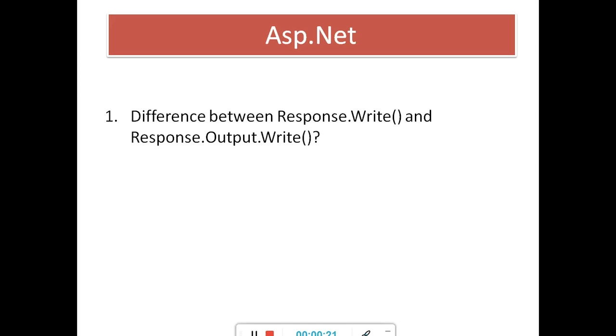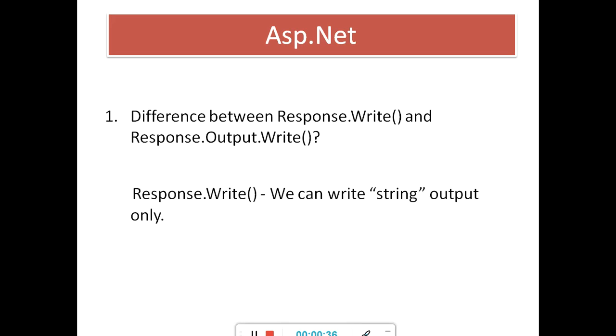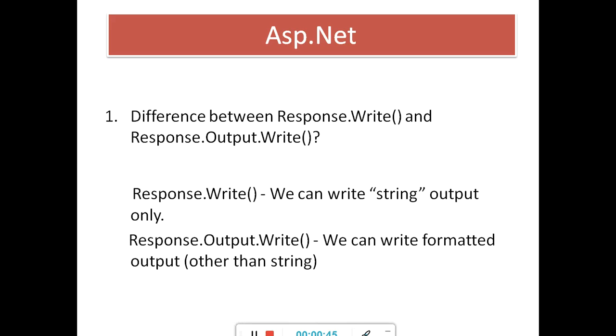Our first question is the difference between Response.Write and Response.Output.Write. Both of these methods are basically used to write output to the screen, but what's the main difference? The first difference is that with Response.Write we can write only string output, and with Response.Output.Write we can write formatted output, that is, other than strings. It means we can write integer, float and character values with Response.Output.Write that we cannot write with Response.Write.